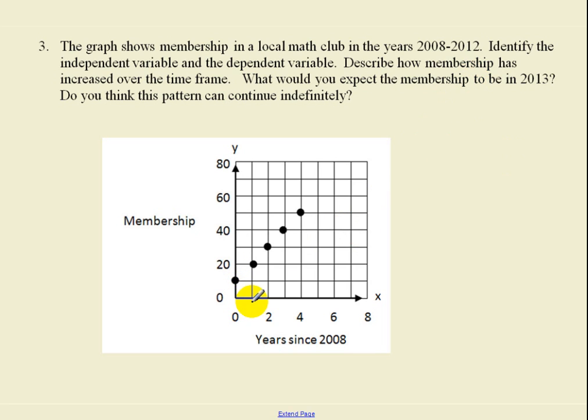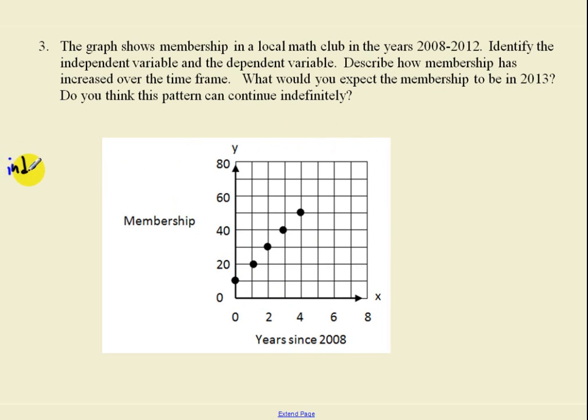So here we're looking at 1, 2, 3. We have an interval of 1, but bear in mind this is the year since 2008. So this would represent 2008, 2009, 2010, 2011, 2012, etc. And then on the vertical axis, notice we're going by tens. So we started with 10 members, and then we were up to 20, and then 30, and then 40, and then 50.